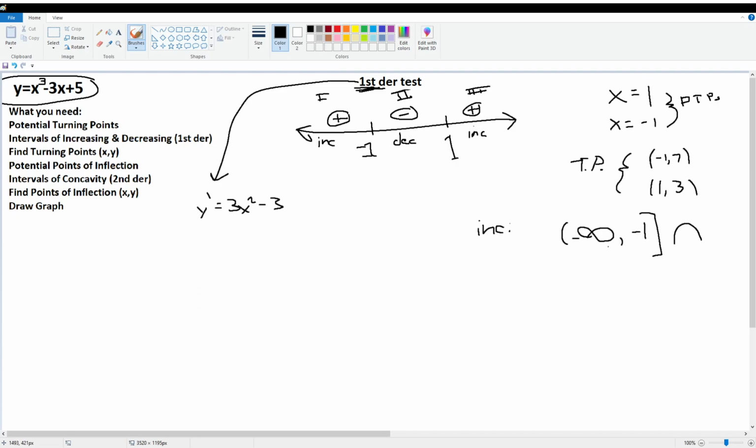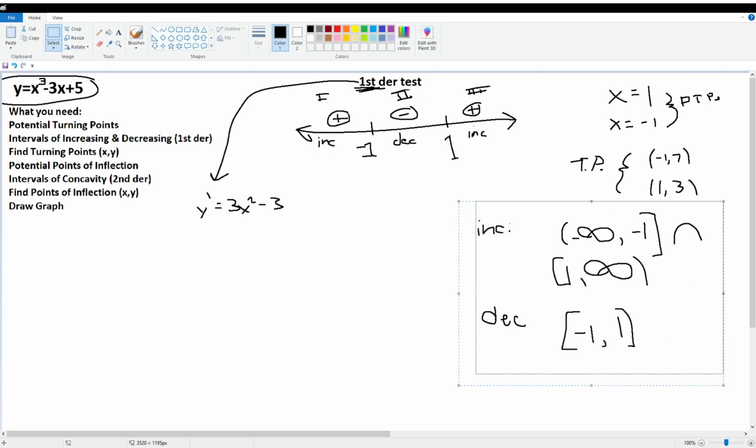And this is in union with 1 hard bracket going to infinity. And that's just this side and this side are both intervals of increasing. Intervals of decreasing would be this zone, since we have a negative there. So it's negative 1 to 1, and once again, you must include these. So whenever you're in the first derivative test, you include the turning points every time in your intervals of increasing or decreasing. I'm just going to make this smaller so we can move on.